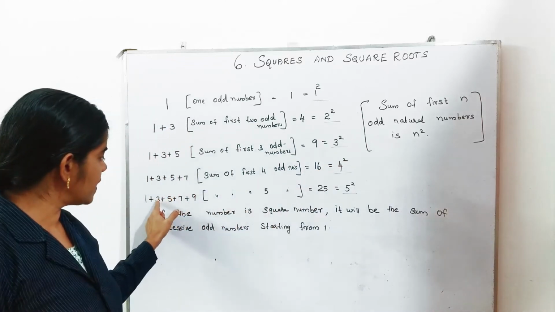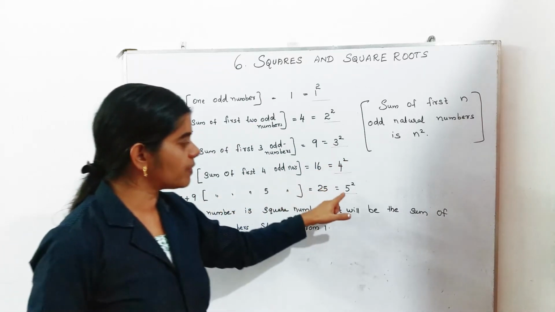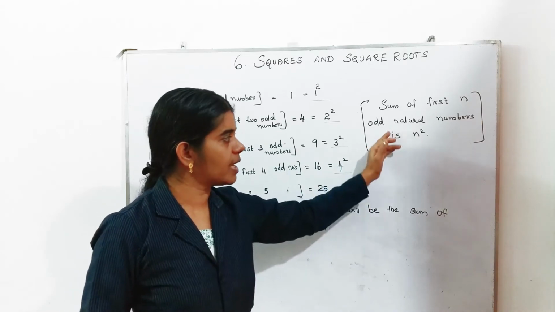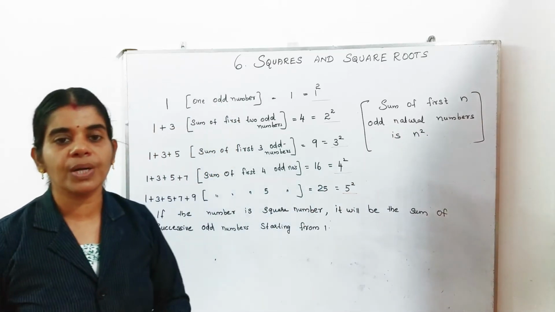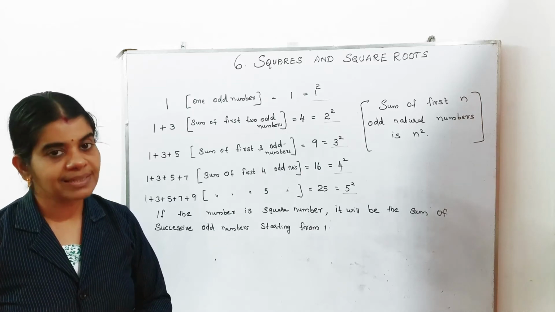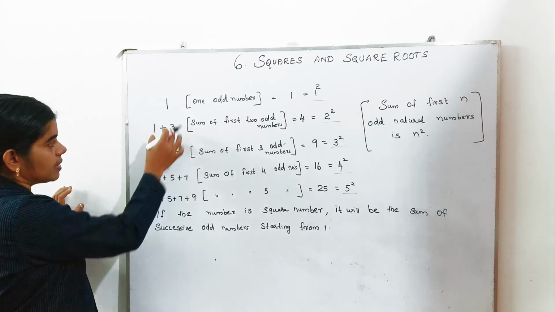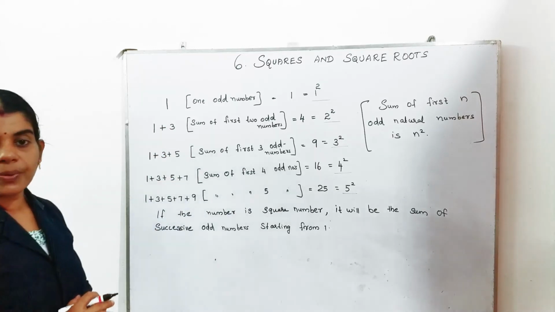Here how many odd numbers we have taken? 5. That is equal to 5 square. Generally, we can say that the sum of first n odd numbers is equal to n square. Clear this? Then by looking at it, without adding, we can find out its answer.